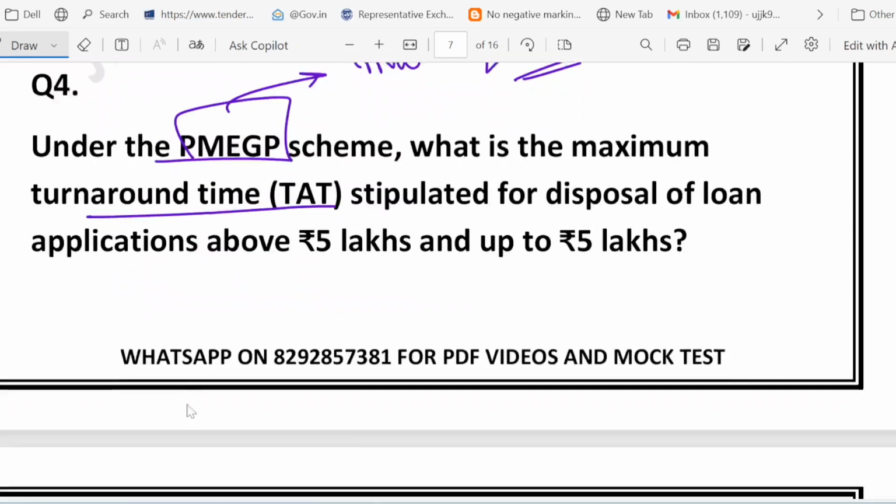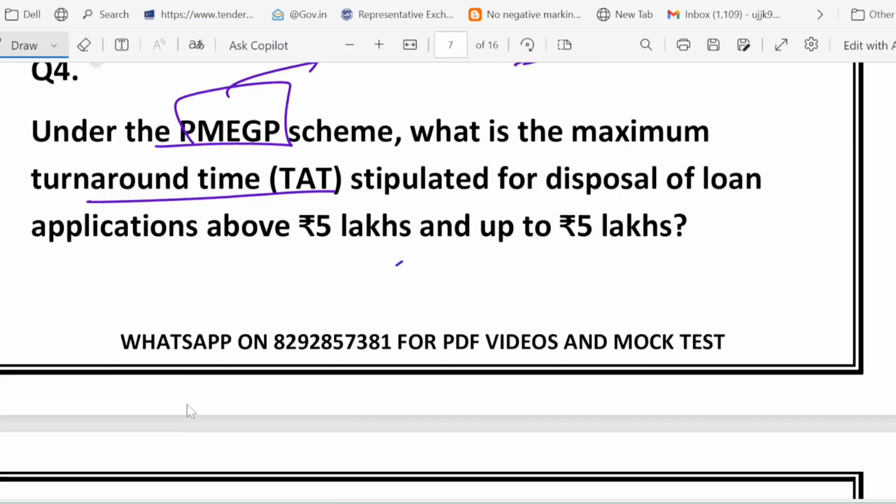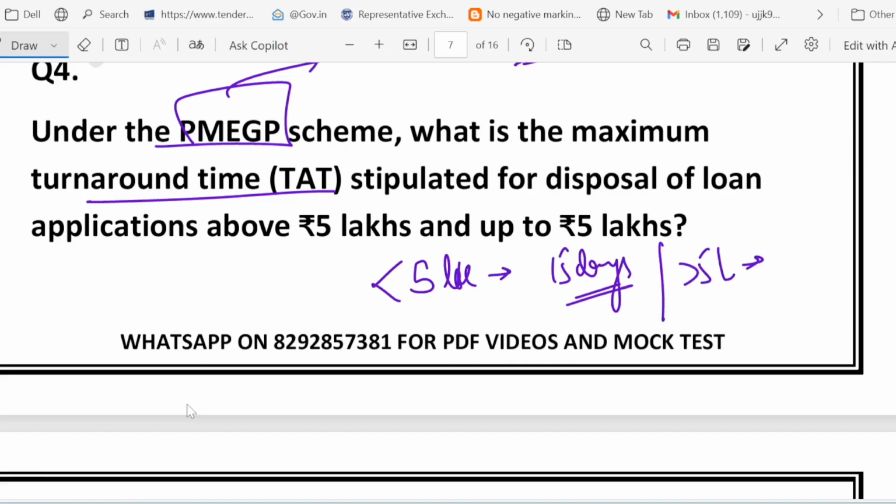So what is the guideline for TAT or turnaround time? See, if the loan amount is less than 5 lakh, the bank must decide within 15 days. It must be decided within 15 days. And suppose the loan amount is above 5 lakh, in that case, the decision must be given within 30 days. So the idea is simple. A smaller loan should be processed faster because a small entrepreneur needs funds urgently.